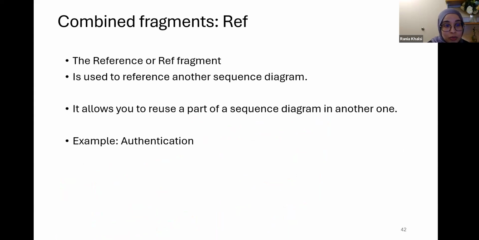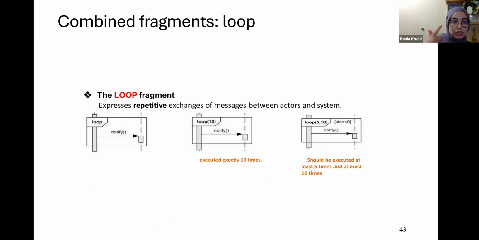Now let's move on to the next one, which is the loop. Loop is a kind of repetitive exchange of messages between actors in your system. You have notification. It could be a loop, like here where I don't mention how many times it's going to be repeated. It's an infinite loop. Next, we can have a loop which is repeated an exact number of times. For example, here, loop 10 is going to execute this notify function exactly 10 times.